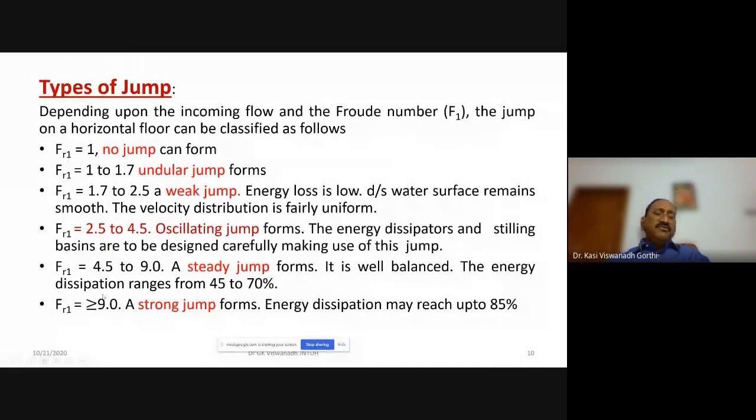Energy dissipation will be ranging about 45 to 70%. If the value of the Froude number is more than 9, a strong jump forms and energy dissipation may reach up to 85%. These are all the various types of hydraulic jumps.